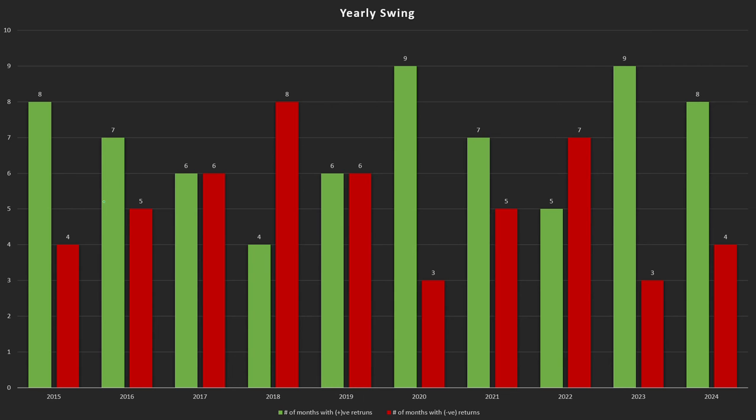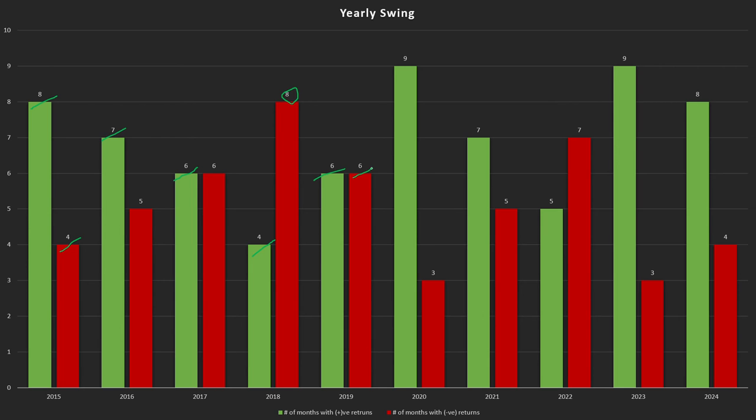So in this graph, the green bars show the number of months with positive returns, and the red bar shows the number of months with negative returns. So in 2015, 8 months gave positive returns and only 4 gave negative returns. In 2016, 7 positive. 2017, only 6 positive. 2018 was a very bad year for this sector. Only 4 months gave positive returns, whereas 8 gave negative returns.